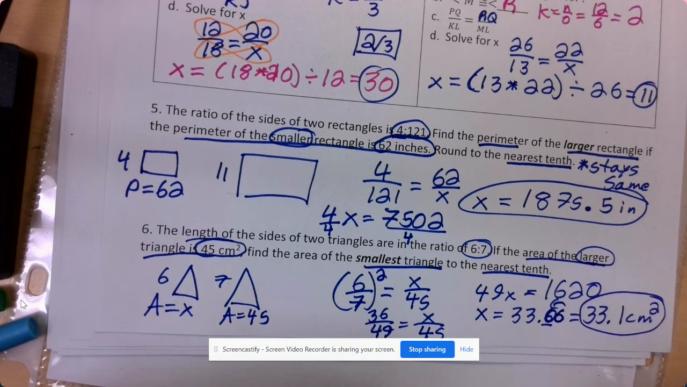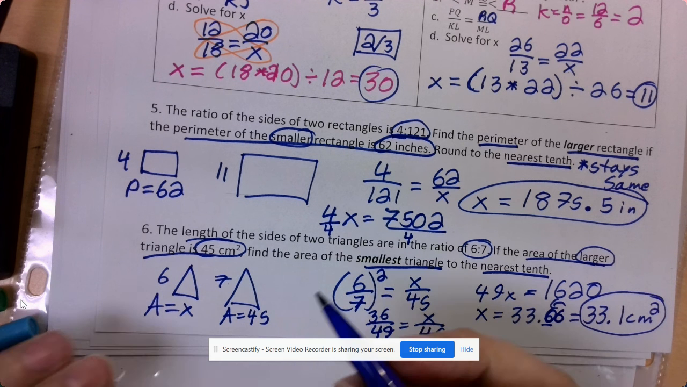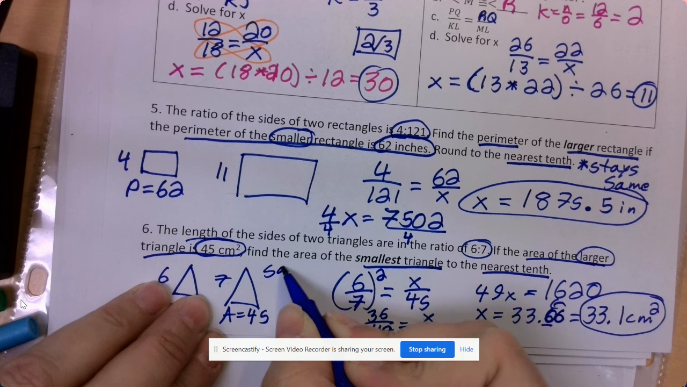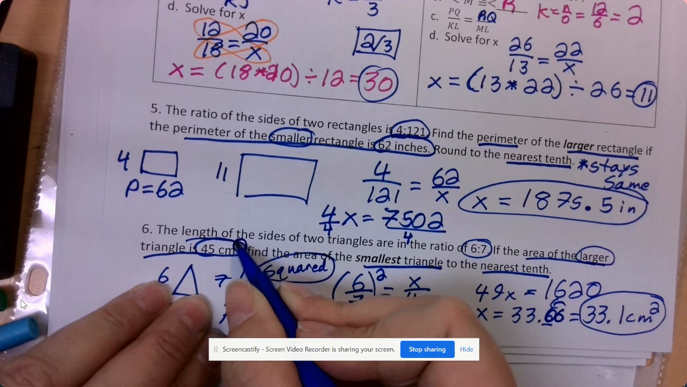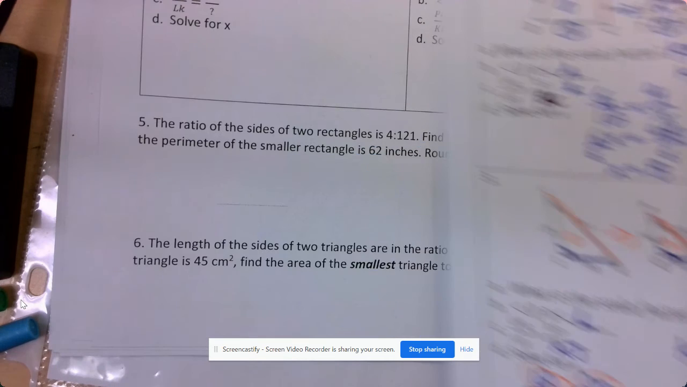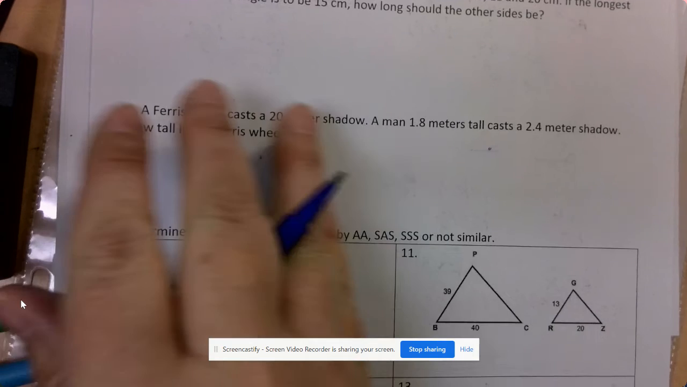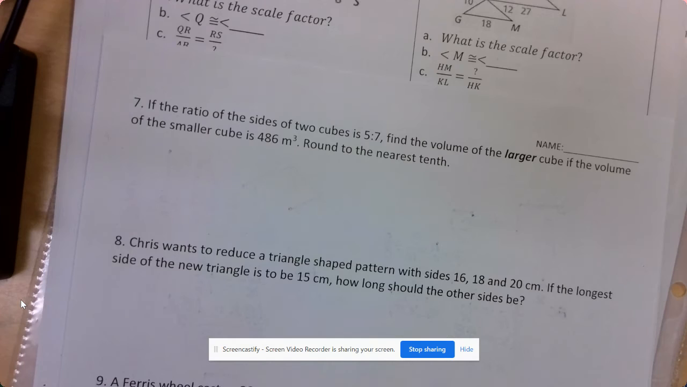Again, remember area, squared. Okay, so area is squared. We have to square it because that's squared right there. Okay, on to the next slide. Okay, so this one, everybody.